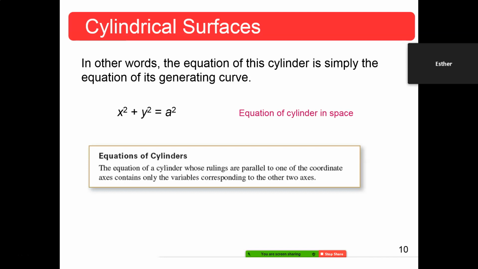So the equation of a cylinder whose rulings are parallel to one of the coordinate axes contains only the variables corresponding to the other two axes, which are the ones that identify your generating curve.